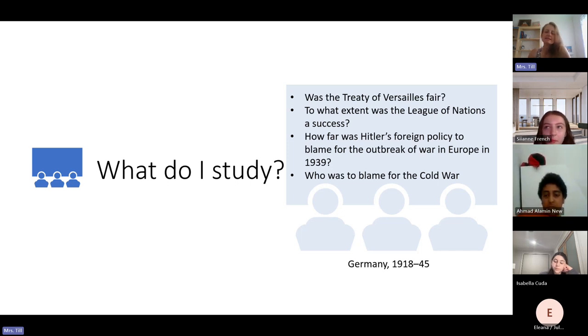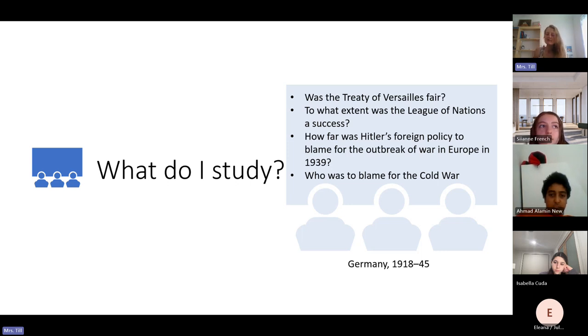So if we think about what we're studying at GCSE, you're studying all of these topics. So was the Treaty of Versailles fair? To what extent was the League of Nations a success? How far was Hitler's foreign policy blamed for the outbreak of war in Europe? Who was to blame for the Cold War, which is what we're going to have a look at today? And our last section is Germany 1918 to 1945.